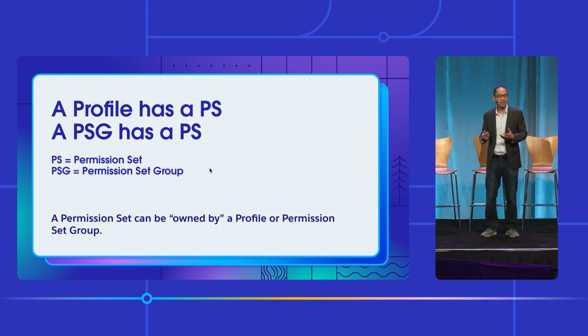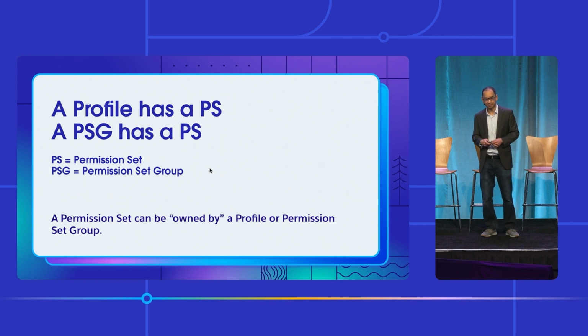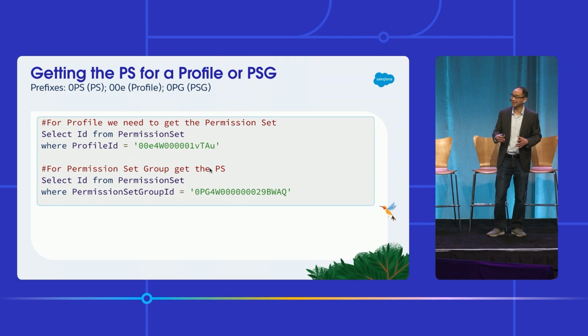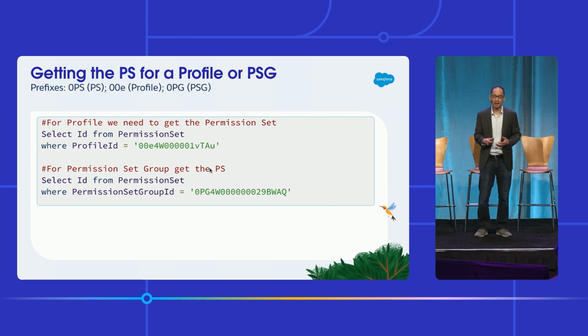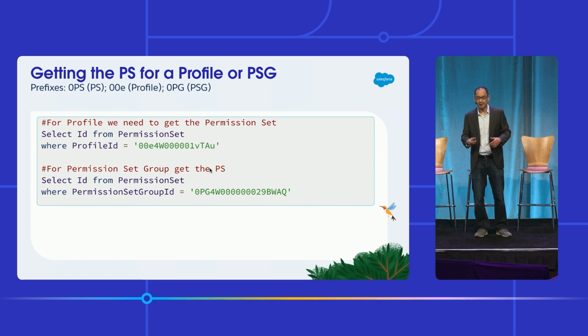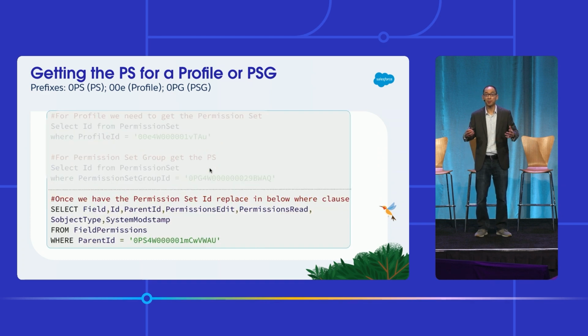The documentation explains it a bit differently. It says a permission set can be owned by a profile or permission set group. So now we're getting into some SOQL. The slides will be available in the TDX portal if you're an attendee. This is an example where, if you have the profile ID or permission set group ID, you can then get the permission set. When you're querying the permission set, you get various details, like whether it's giving read access, edit access, and so forth.